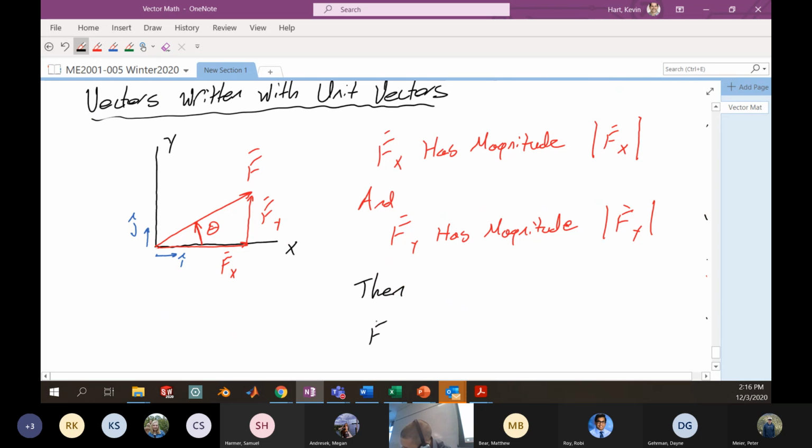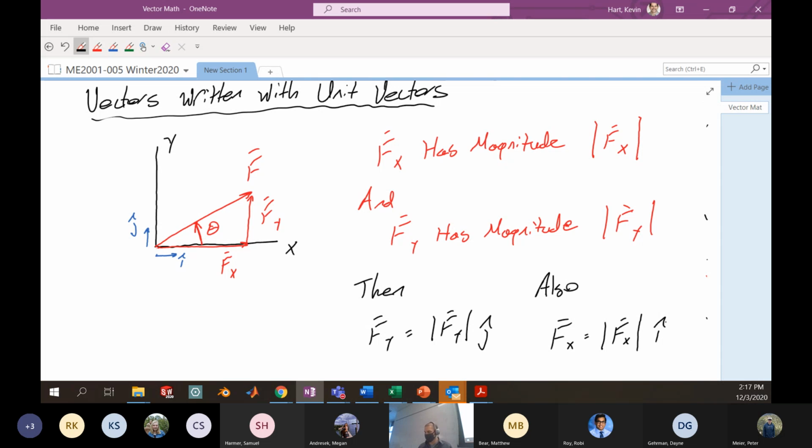Then the following is true. The vector Fy is just the magnitude of Fy, whatever that magnitude is, in the j direction. Okay, that was a full definition of that vector Fy. Also, same in x. The vector Fx is whatever the magnitude of that vector is, magnitude of Fx, multiplied by the unit vector i, which is just a vector in the x direction of magnitude 1. Altogether, then, we could use this information to fully describe the vector F.